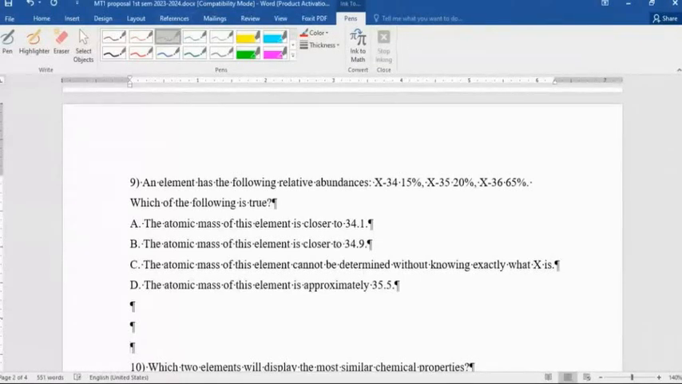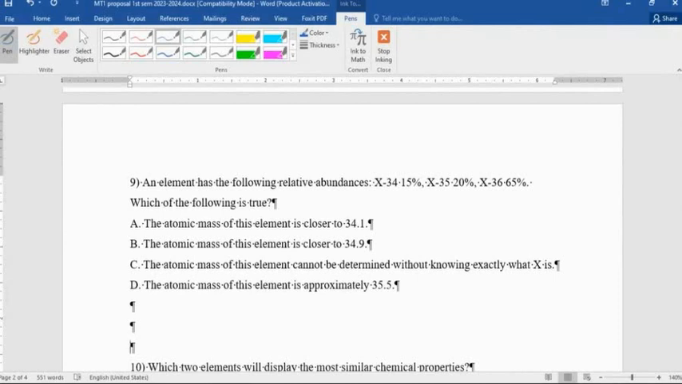Next, you ask me what? An element has the following relative abundance: X-34, 15%; X-35, 20%; X-36, 65%. Here, if I remember what we have seen in chapter number 3, he will ask me, what is the average atomic mass of this element X?